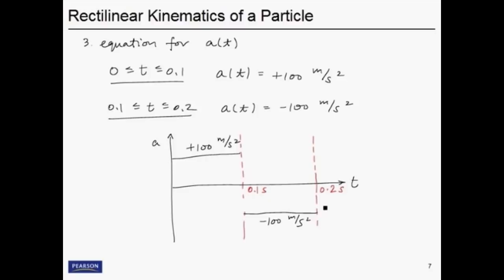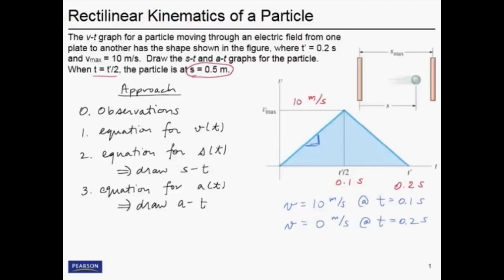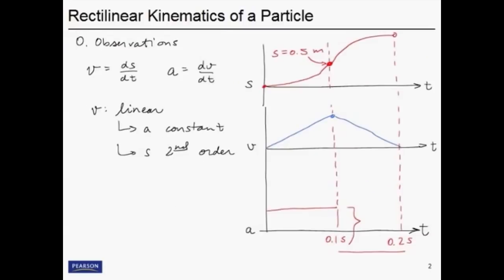In this problem we had this particle moving through an electric field with a velocity profile which was linear. It was sort of a triangle wave. And the first thing we did that was useful is we developed some observations. We knew the shape of the velocity curve, and we know its relationship to both the s and the a curves, the position and acceleration curves. And so we were able to take a guess at what we thought was going to happen here.